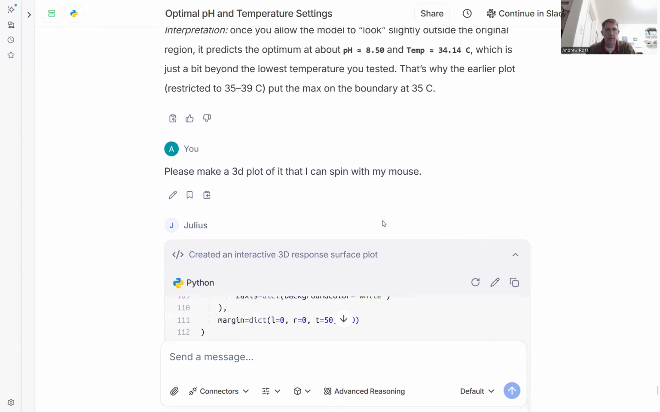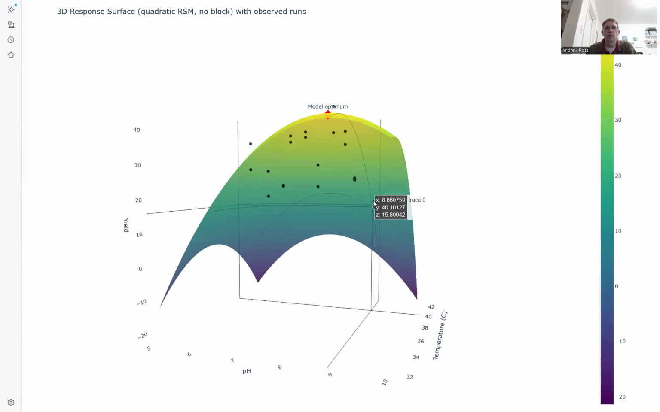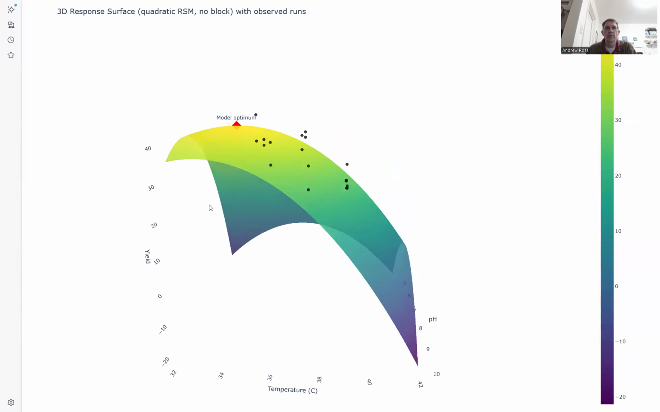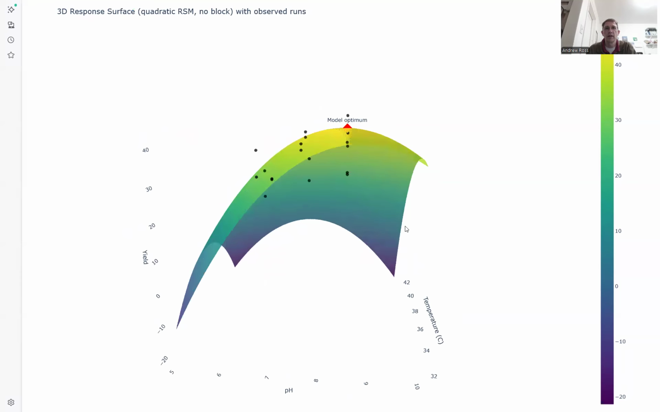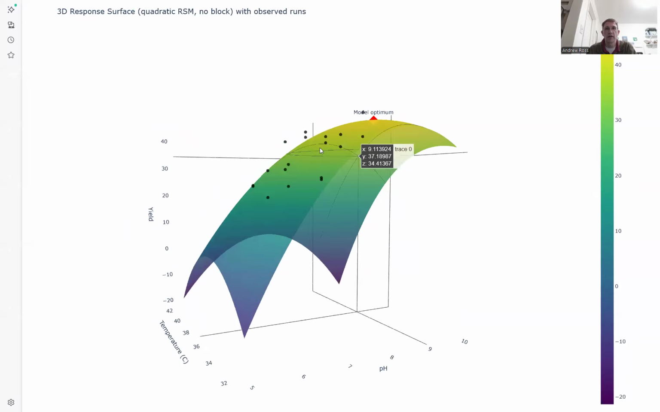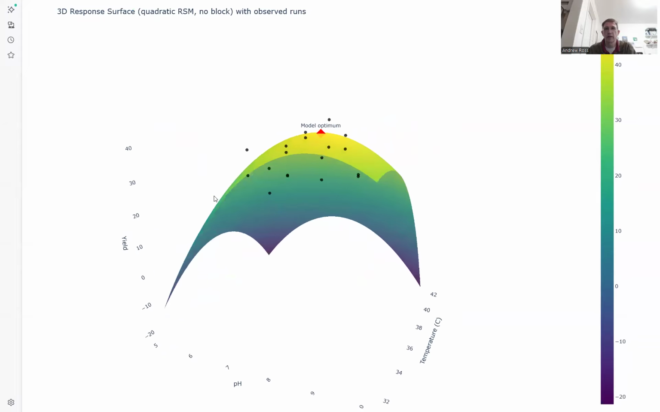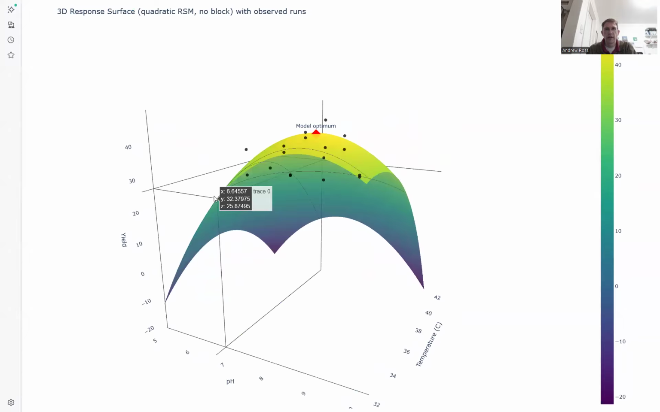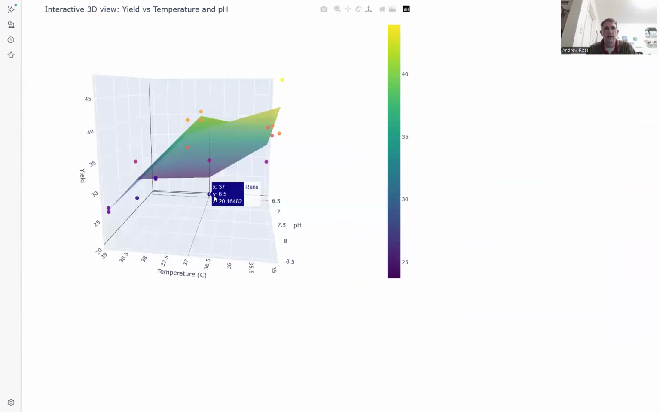And I had it create a 3D surface plot. So here's the upside down parabolas kind of thing, and saying where the predicted optimum is compared to all of our data points that we actually took there. So this is the kind of stuff that I could have done in Python if I had devoted a whole day to it, but this only took me probably less than 20 minutes in Julius AI.